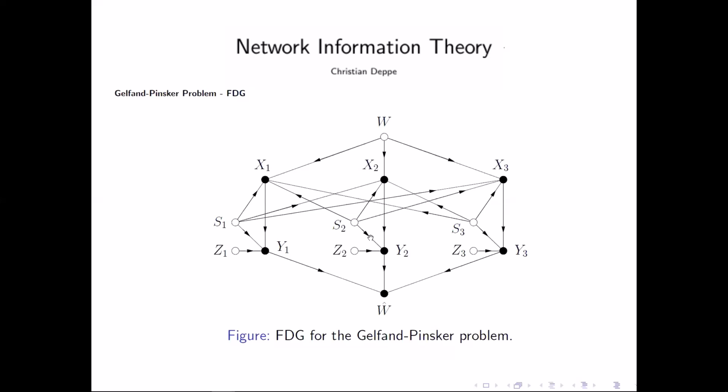Now look at the receiver. The receiver now receives Y1, Y2, and Y3. And of course, Y3 depends on X3 and S3, Y2 depends on X2 and S2, and Y1 depends on X1 and S1. If we also allow that he can randomize, then it could also depend on an external random variable. But we will not use this in the first proof. And depending on Y1, Y2, and Y3, we make an estimate W hat.